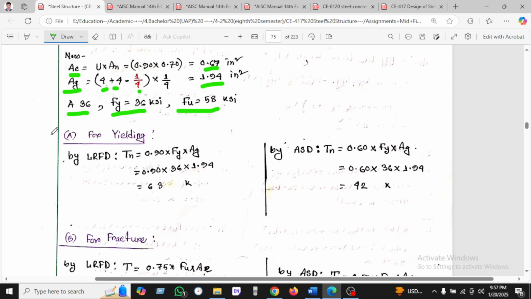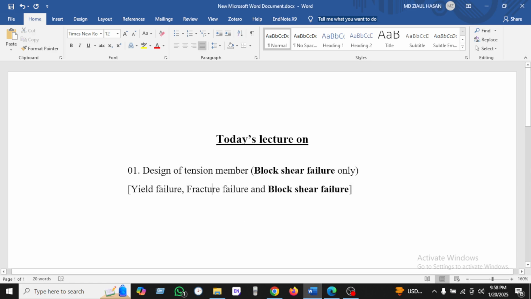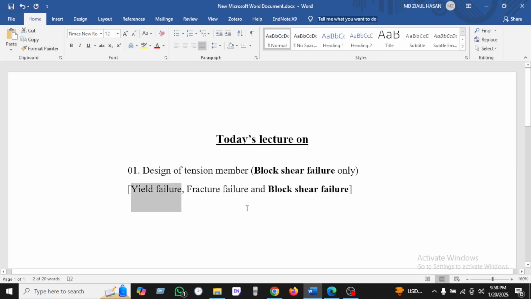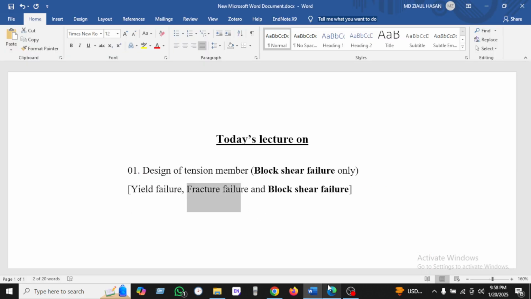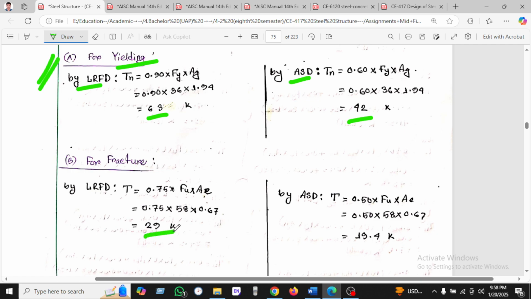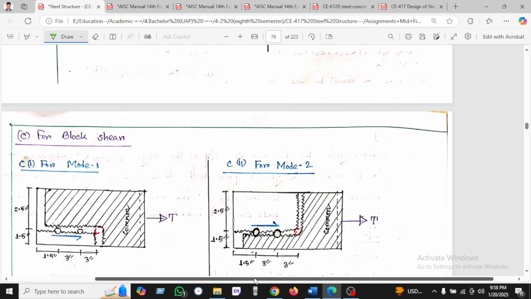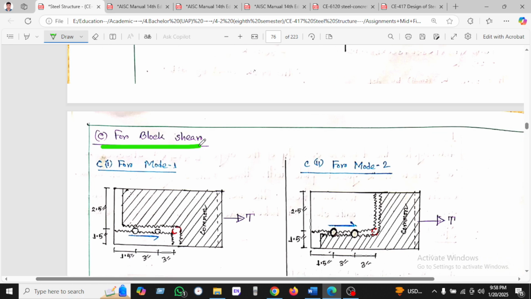Now we will consider yielding. At first we are considering the yielding failure. If you use the LRFD method, then we find 63. If you use the ASD method, we find 42. And second, if you consider the fracture failure, then it will be 29, and for ASD it will be 19.8. Now this is the vitally important one, which is the block shear failure.